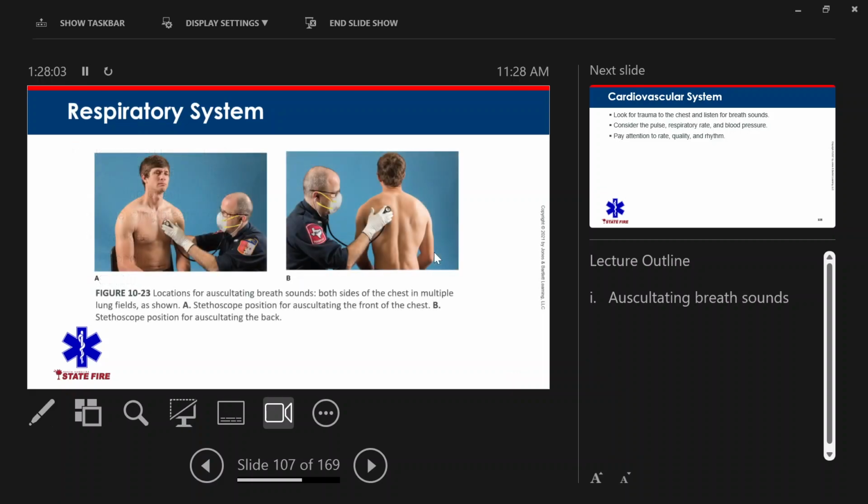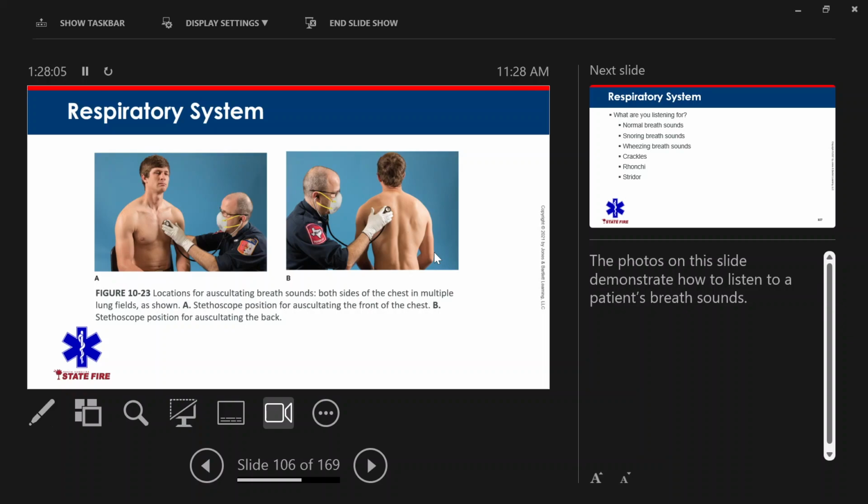If you look back at this slide, the provider is listening at the what right now? Apex or the base? The apex. If I have fluid on my lungs, I would hope not to hear crackles in the apex. Would you agree? You would hope that the fluid is not enough to be that high, that when you sit the patient up, the fluid should accumulate at the bottom of the lung. Agree? Here's the problem with that.